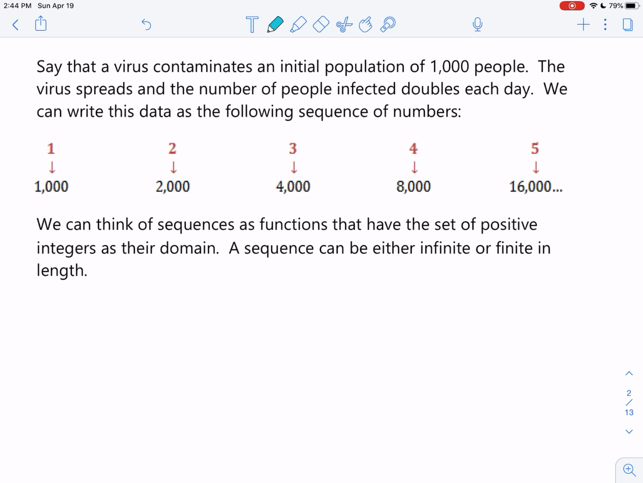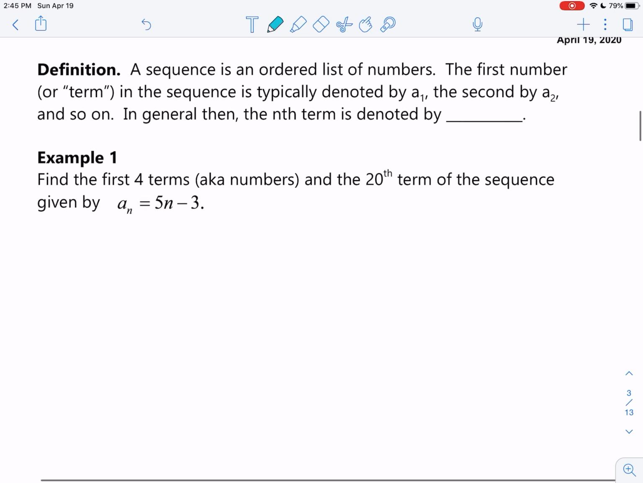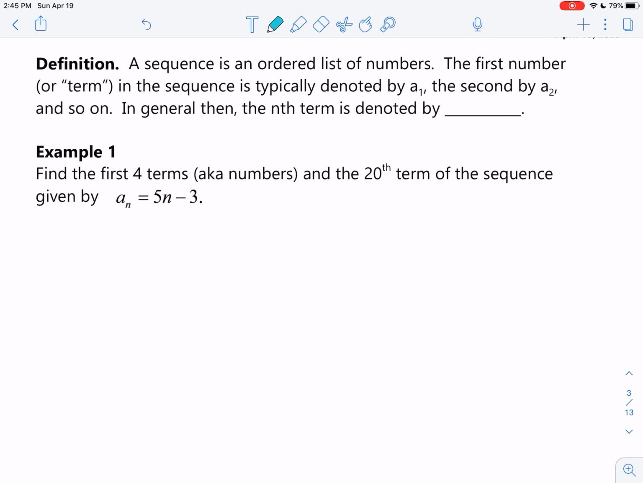So really we can think of sequences as functions that have a set of positive integers as their domain. So if you look at the red numbers there on the top, 1, 2, 3, 4, 5, etc. Domain is the set of positive integers, and the sequence can be either infinite or finite in length. So it can go on forever or it can stop at some point in time. Okay? So you don't need to write anything down yet, maybe just pay attention to this definition and first example. Again, hopefully a lot of this looks familiar from Algebra 2.